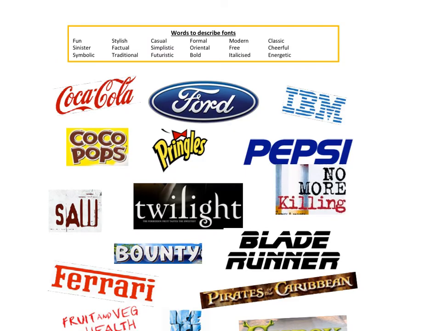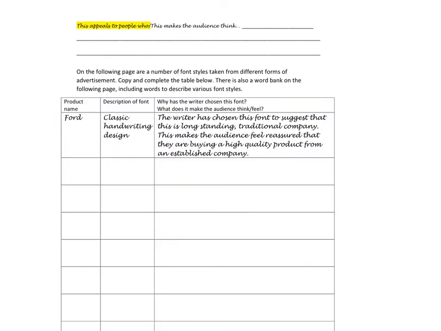Let's move on to look at page 34. You can see now that we're moving on to look at our final key feature, which is font. You need to complete the table on page 33, where you offer the name of the product, a description of the font, and then an analysis of why the writer has chosen this font. How does it make the audience think or feel? And again, ask yourself the question, who does this appeal to? The answer on the Ford logo, for example, suggests that the writer has chosen this font to suggest that this is a long-standing traditional company.